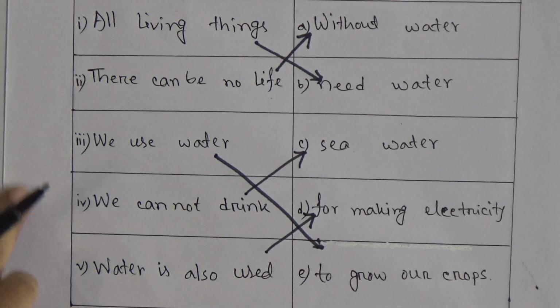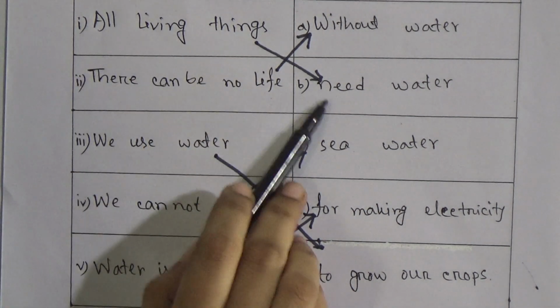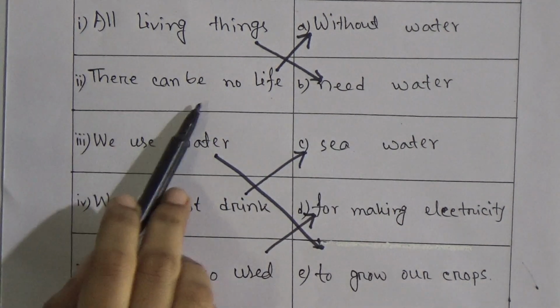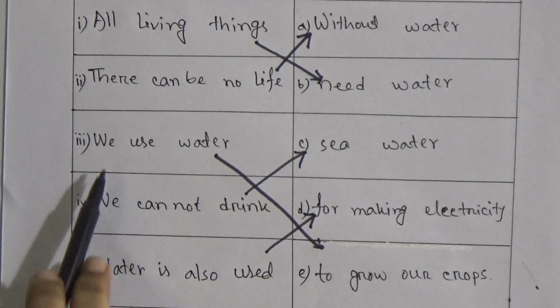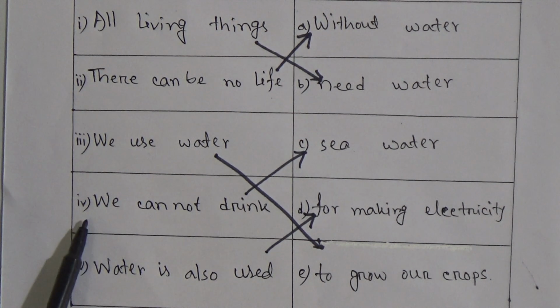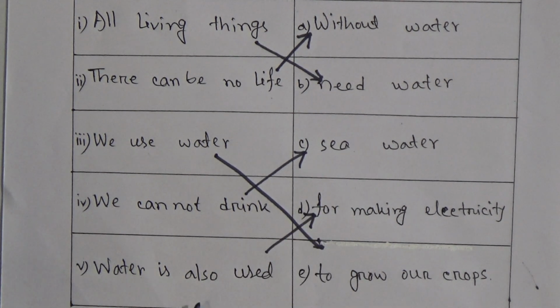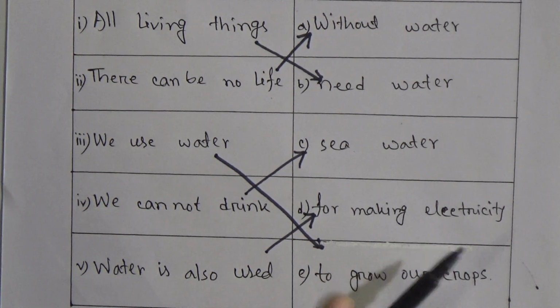So dear students, let's read it again. The first one is, all living things need water. There can be no life without water. We use water to grow our crops. Number 4, we cannot drink sea water. Number 5, water is also used for making electricity. So dear students, this is the matching part, and now we will go to the MCQ part.